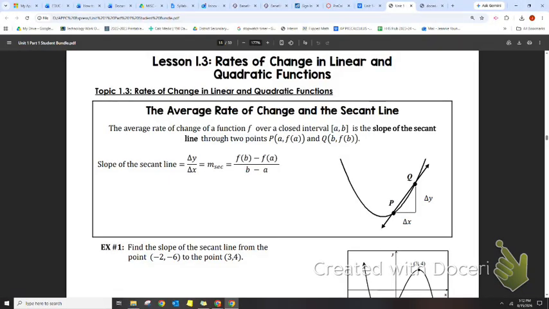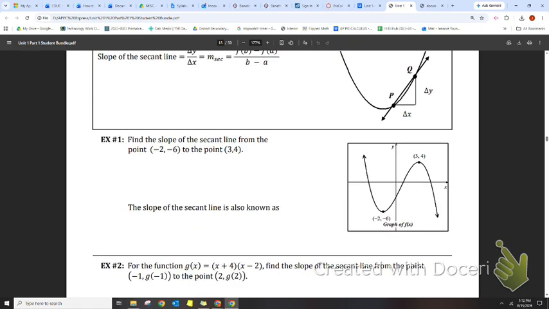All right, lesson 1.3 is the rates of change in linear and quadratic functions. And it starts out again talking about the average rate of change and the secant line. So just remember that your average rate of change is the same thing as your slope. And so it's still just our y2 minus y1 over x2 minus x1, but they showed the ordered pairs looking a little different there.